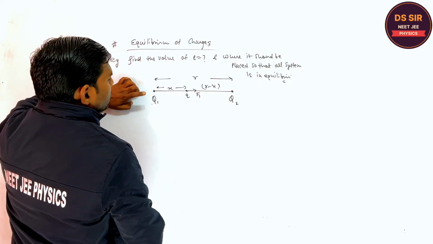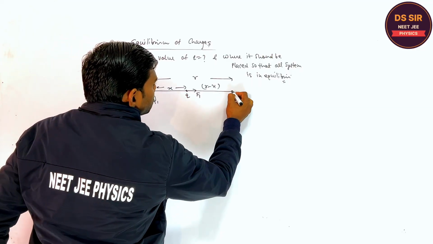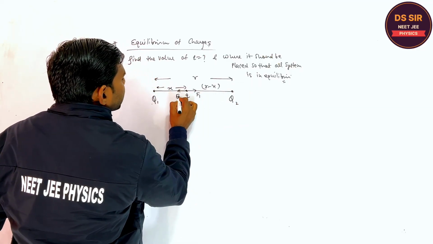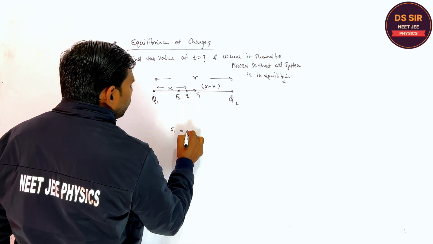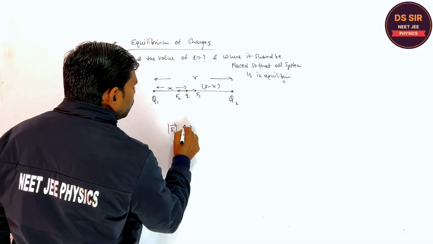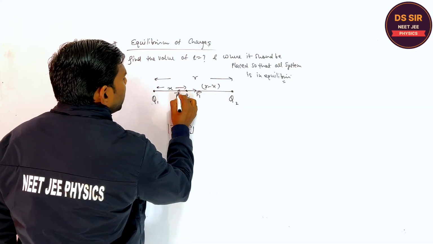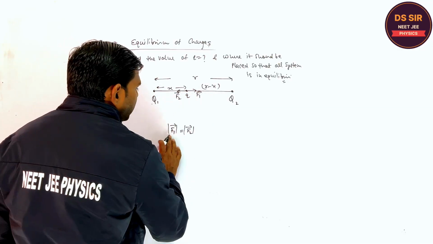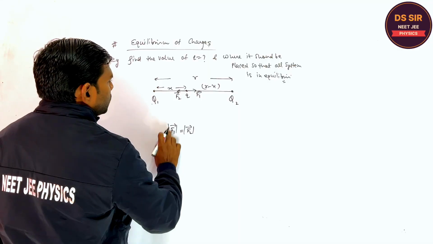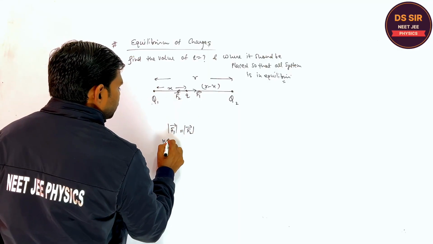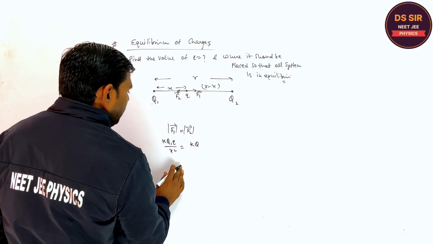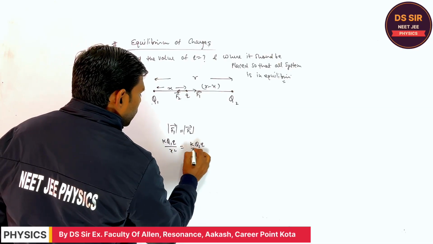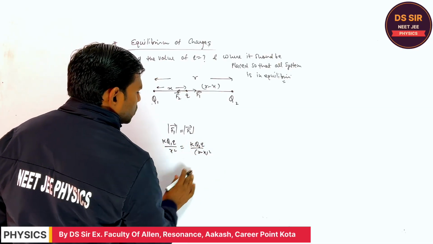Are you getting or not? The force on this charge will be acting in this direction. So for equilibrium, the forces F1 and F2 must have the same magnitude, although they are vectors. They should be equal and opposite. So what is F1? K Q1 Q upon x square, and F2 is K Q2 Q upon r minus x whole square.